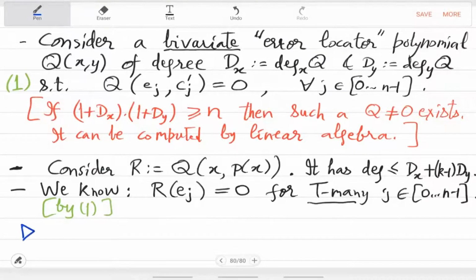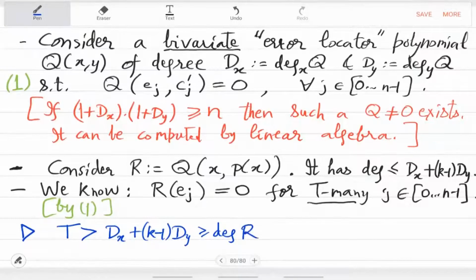So the point being made here is that as long as t is bigger than dx plus k minus 1 dy, which is greater than or equal to the degree of R, what can you deduce? That R is 0.